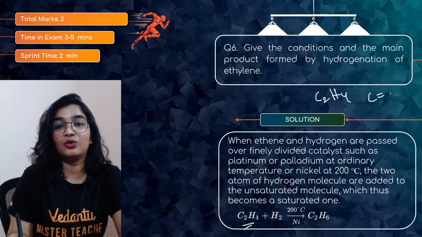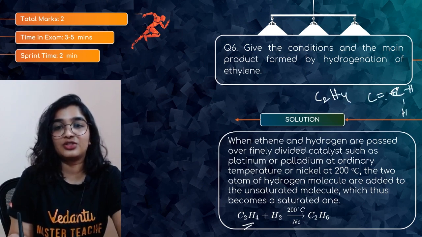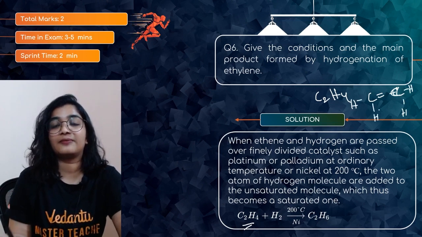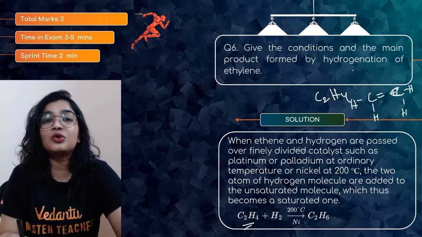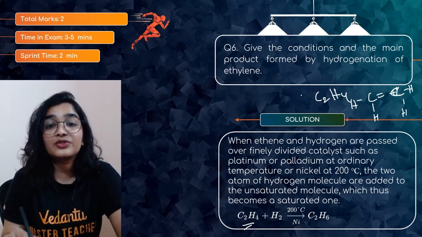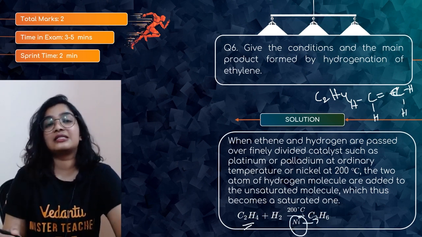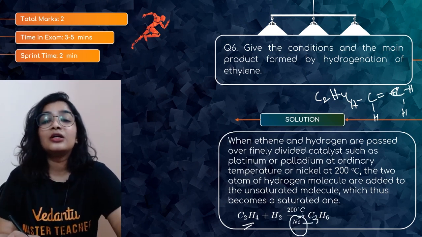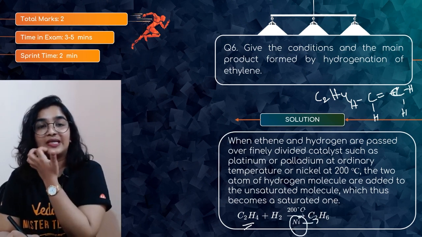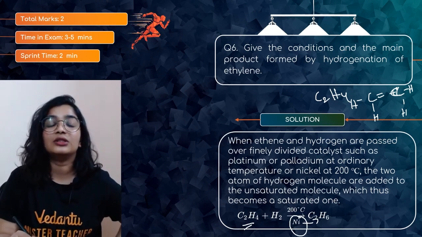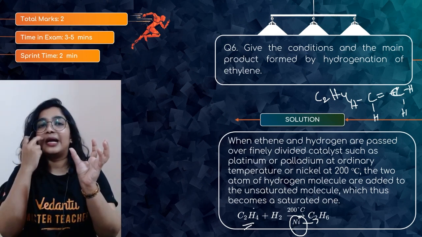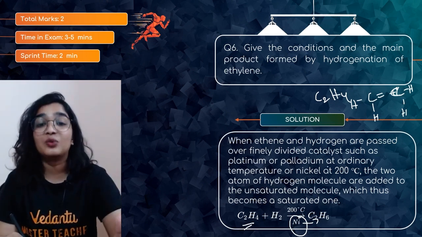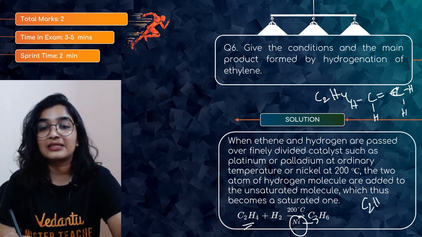C2H4, with a C double bond C, and each carbon has two hydrogens: C, H, H, H, H. Okay, C2H4 it is. Obviously, hydrogenation means you are adding hydrogen. In the presence of a catalyst, we are using nickel here, at 200 degrees Celsius. The hydrogen will be added, the double bond will be broken, and hydrogen will be added to both the carbon atoms, and you will end up getting C2H6.